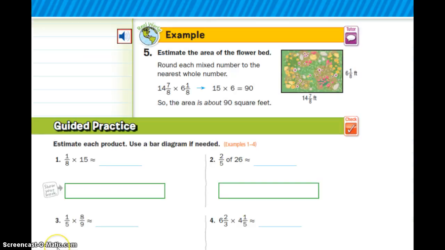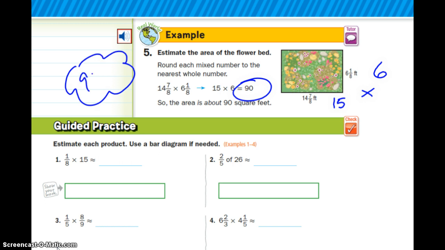Turn the page. All right, so now we have a real world problem. Estimate the area of the flower bed. The flower bed is 14 7/8 feet by 6 1/8 feet. So again, 14 7/8 is close to 15. And 6 1/8 is close to 6. So 15 times 6 is 90. How do I know that? Because 15 doubled is 30. And I have 3 groups of 30. So I know that the answer is somewhere around 90 feet squared.